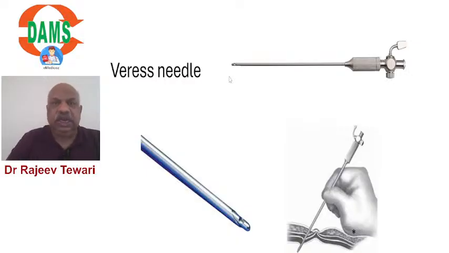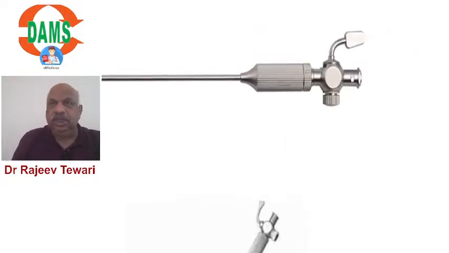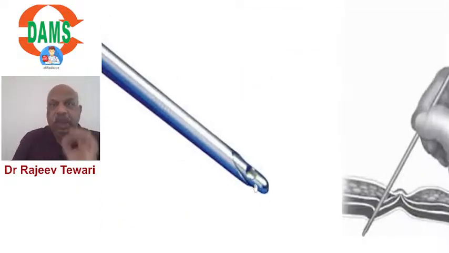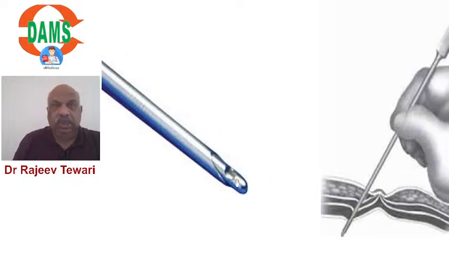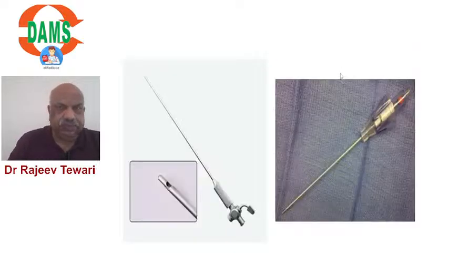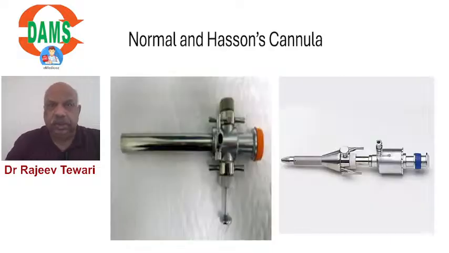This is Veress needle, which they do ask very often. The valve is here to prevent CO2 leak. The tip is blunt, like here, and when you push, the blunt part goes in, the sharp part comes out, and then when it goes in, again the blunt part comes out, avoiding bowel injury. It is spring loaded and you can hear the click when it goes in. Veress needle also very often they ask. This is Veress.